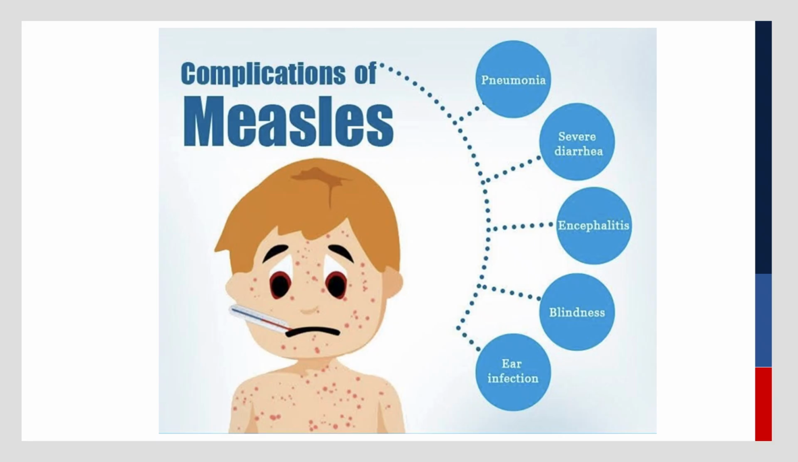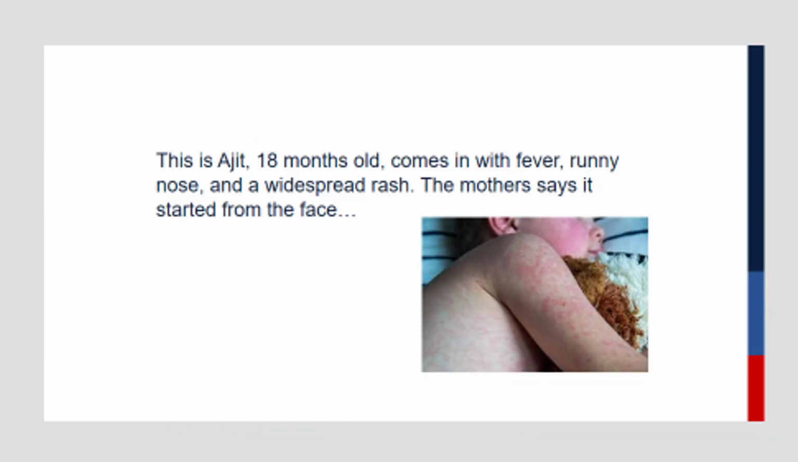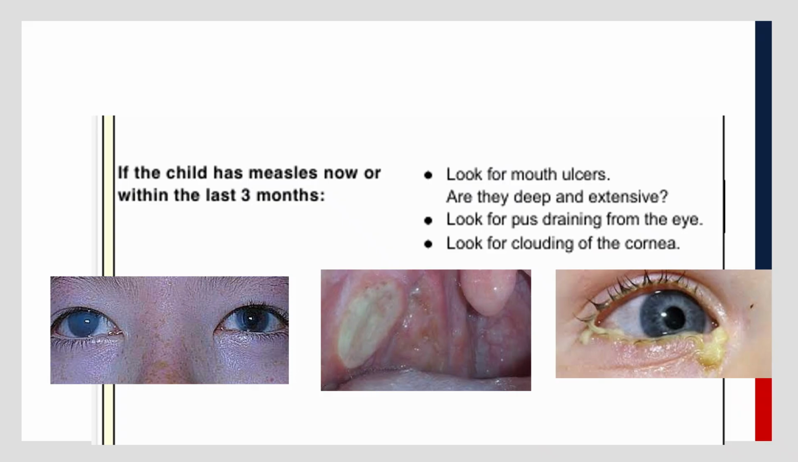Blindness could be because of corneal inflammation and scarring ulcers because of measles. So here is a case. A child, Ajit, who's 18 months old, comes with fever, runny nose, and a widespread rash. The mother says that the rash started from the face.